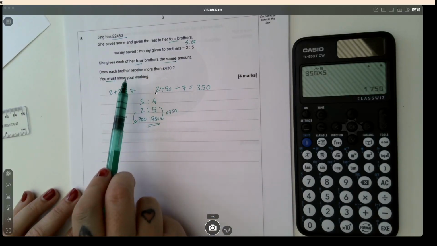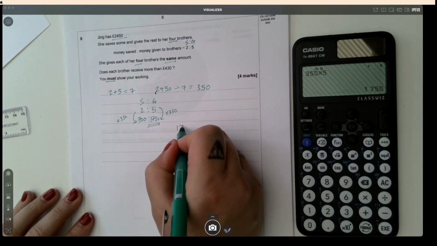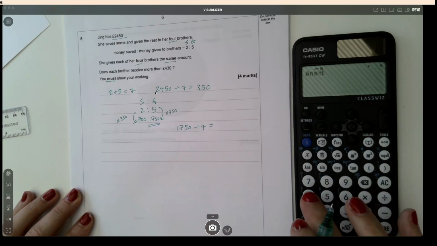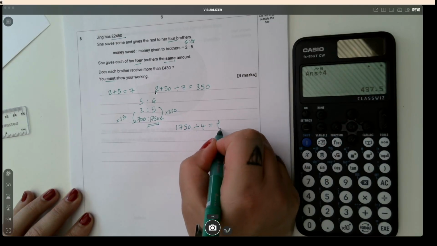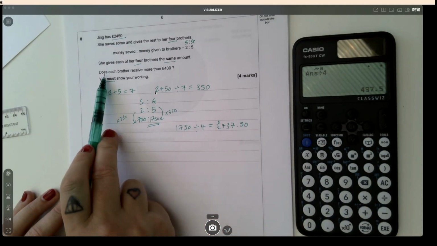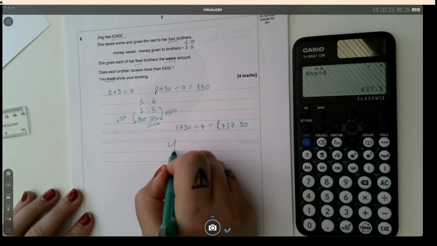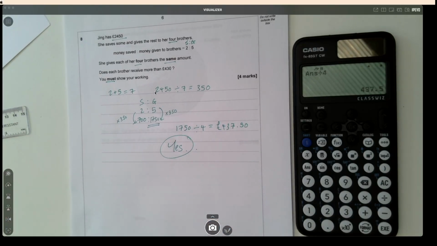Now it says that she's giving this to her 4 brothers and they're each getting the same amount. So we can simply divide 1,750 by 4, which tells us they each get £437.50. Does each brother receive more than £430? Yes, they do. So make sure you very clearly say yes near all of your working out.